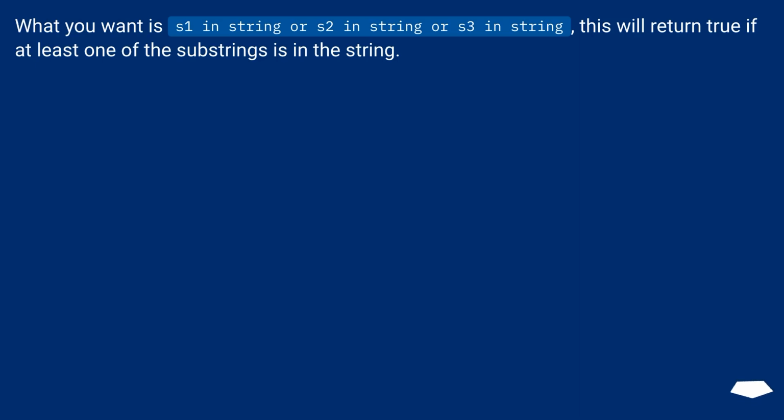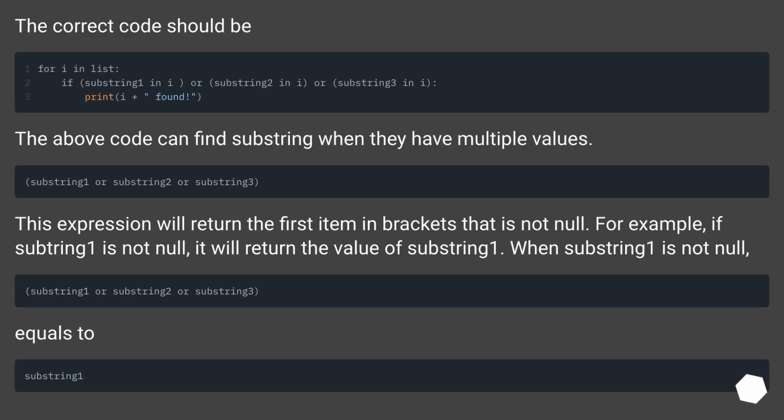What you want is S1 in string or S2 in string or S3 in string. This will return true if at least one of the substrings is in the string. The correct code should be: the above code can find substring when they have multiple values.